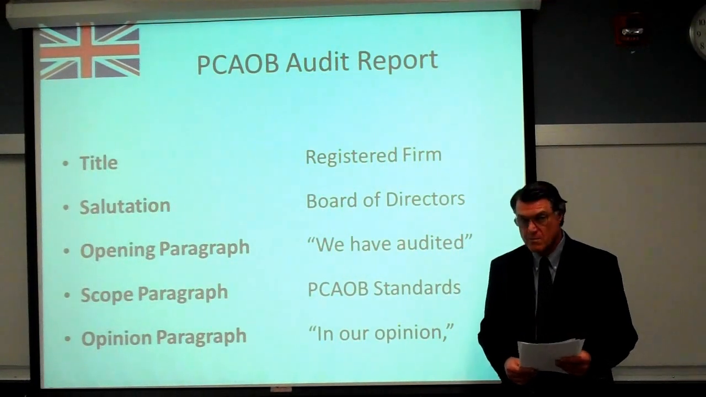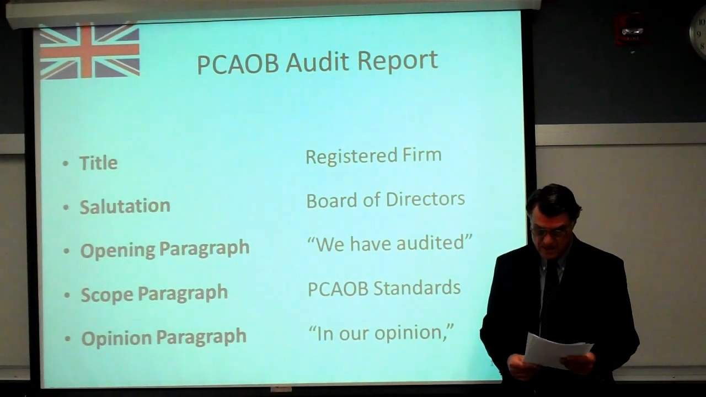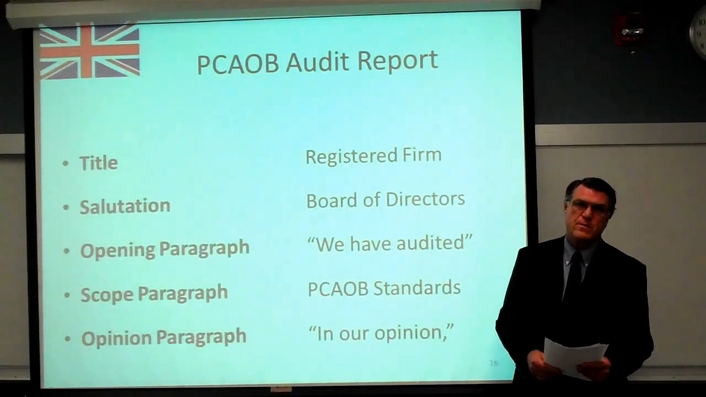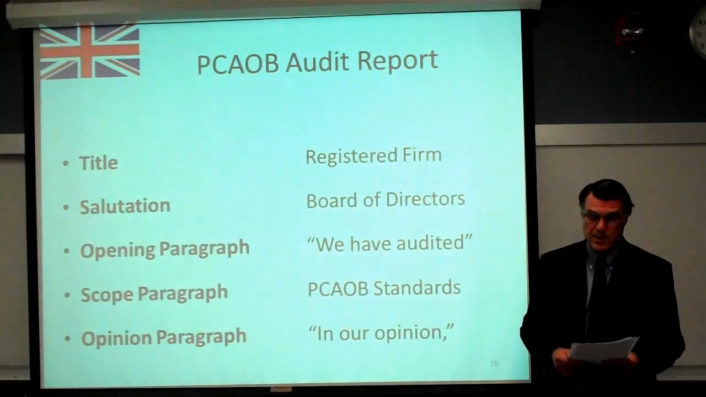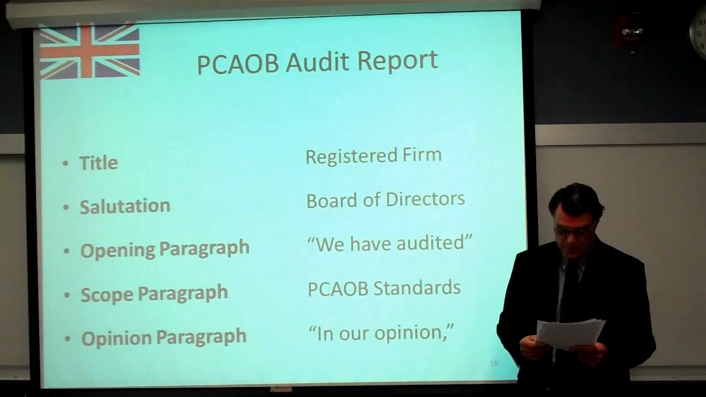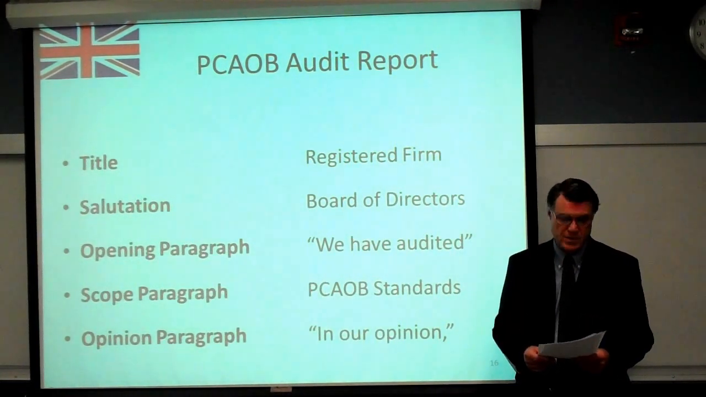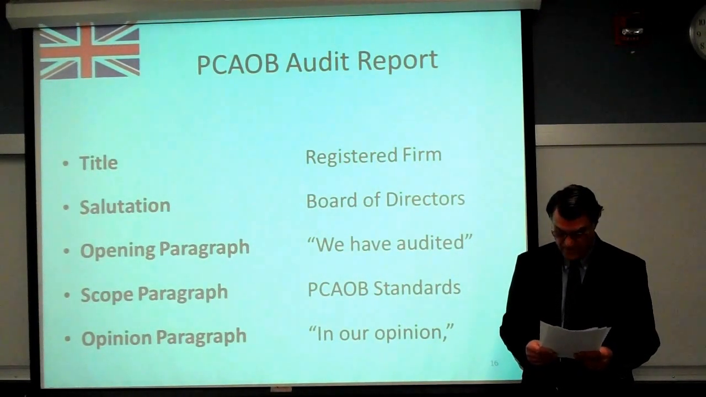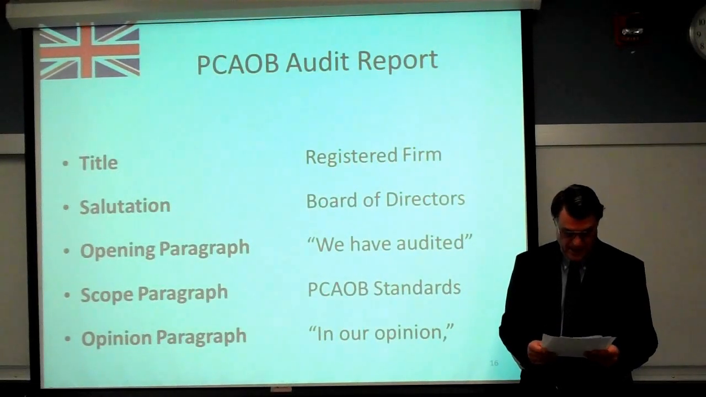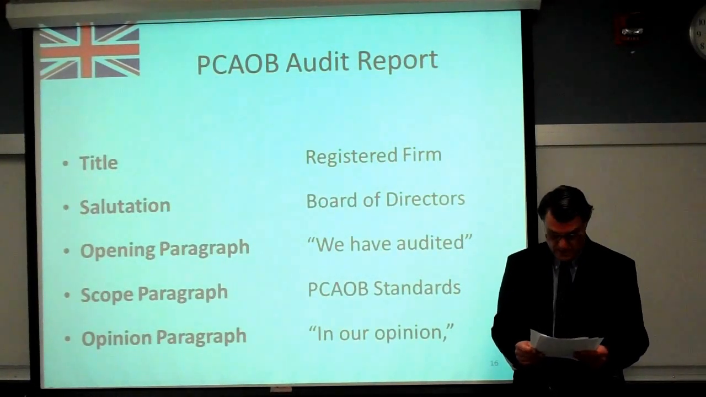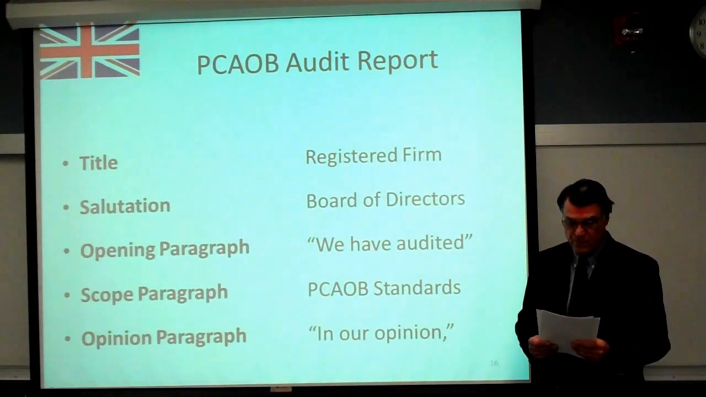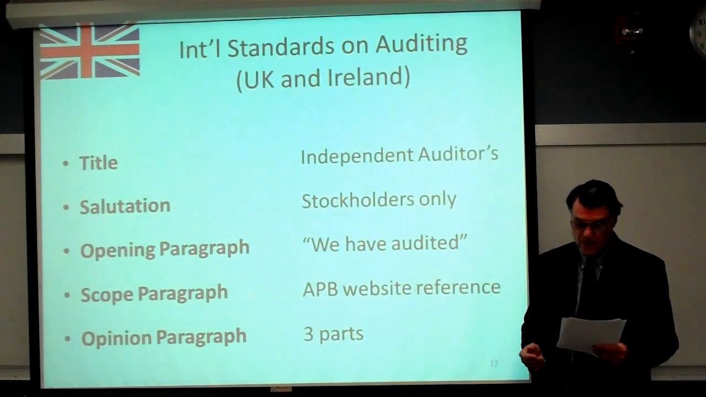The second paragraph, the scope paragraph, must identify the auditing standards used, and in this case must read the standards of the Public Company Accounting Oversight Board, United States, as required by the PCAOB standard number 1. The third paragraph, the opinion paragraph, must state whether, in the auditor's opinion, the financial statements present fairly in all material respects the financial position of the company in conformity with GAAP, as required by the PCAOB's fourth standard of reporting.